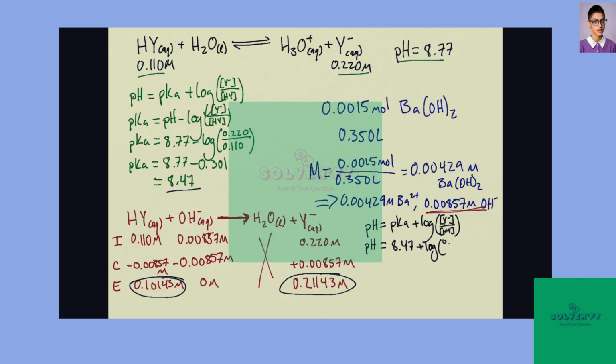So 0.21143 over 0.10143. This is 8.47 plus 0.319, or 8.79. And that's our final pH.